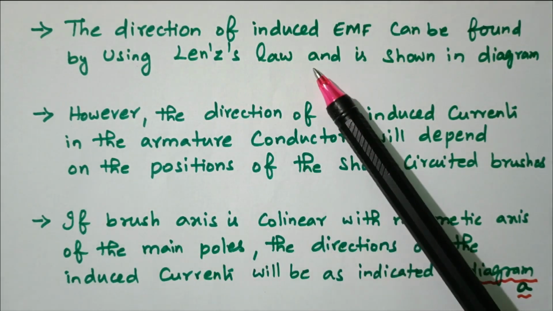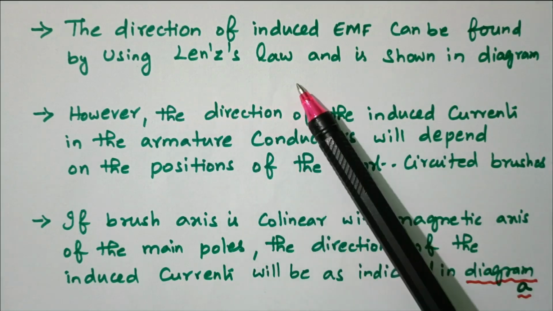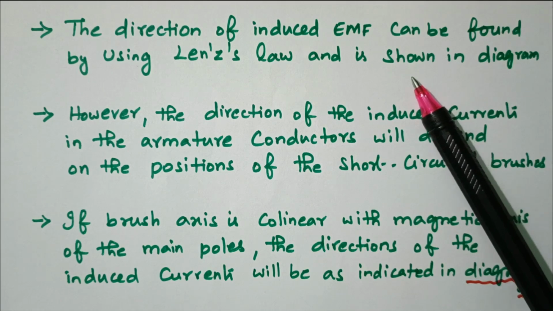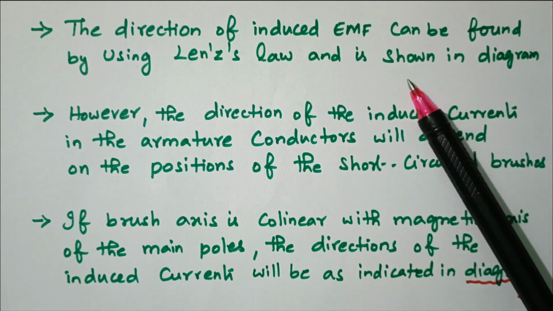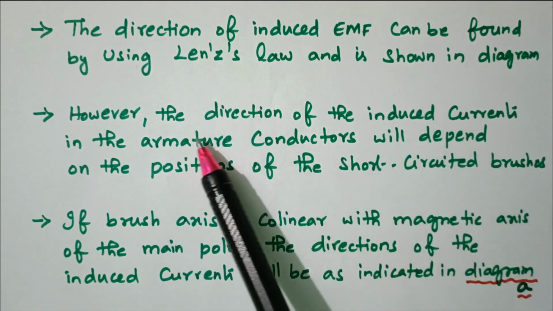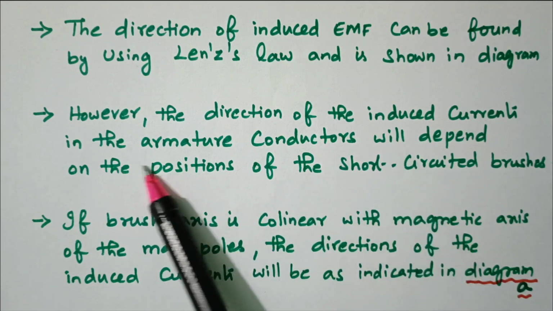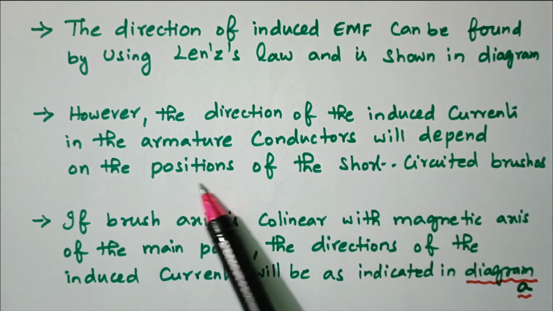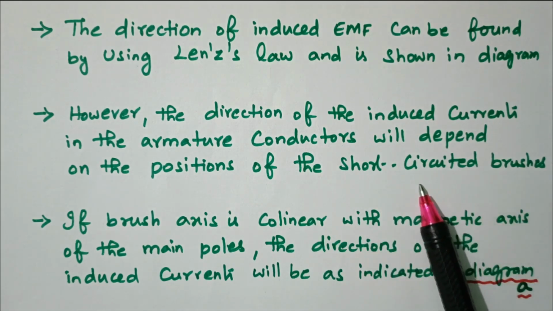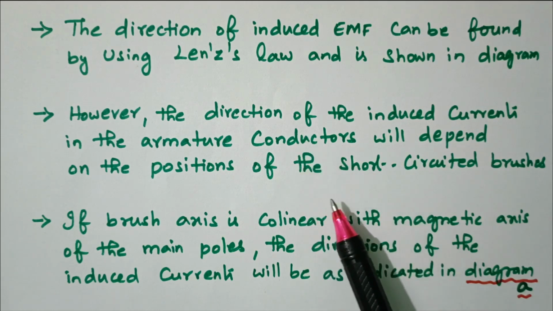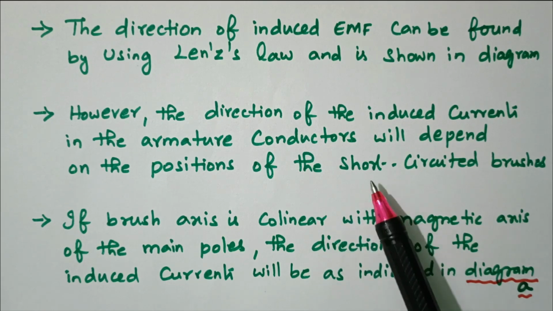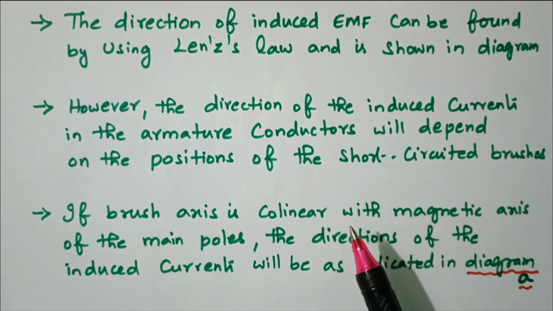The direction of induced EMF can be found from Lenz's law and it is shown in the diagram. The EMF and current directions are shown in diagram A. In diagram B, there is no EMF induced and no current. That can be calculated by Lenz's law. However, the direction of induced current in the armature conductor will depend on the position of the short-circuited brushes. So these short-circuited brushes will decide the induced EMF direction. In the vertical position, EMF is induced. In the horizontal position, EMF is not induced. So this is based on the short-circuited brushes.